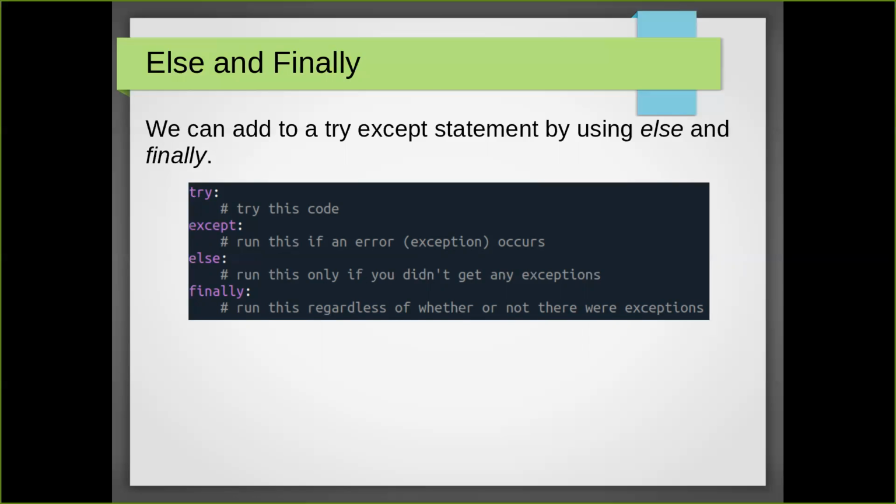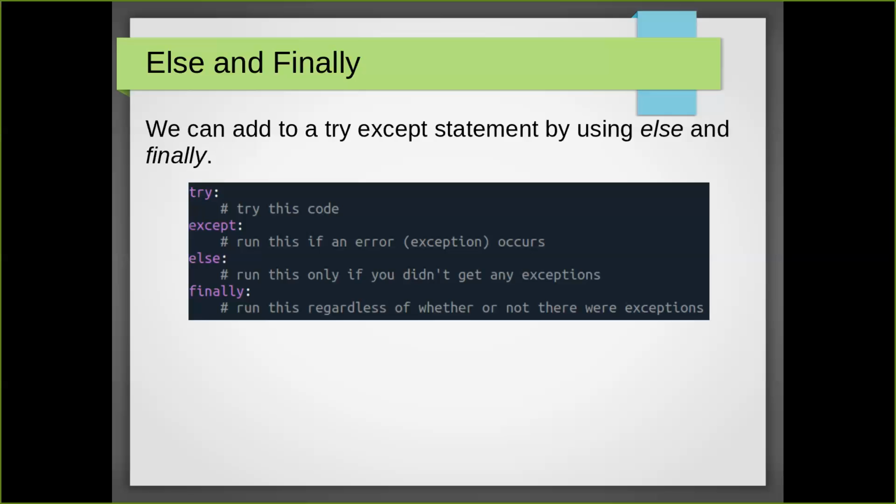Essentially run this as if an exception occurs. We can also use else to say, run this bit if you didn't get any exceptions. So if you didn't get any errors, it'll run the bit in try, and then it'll run the bit in else. And we can also use the keyword finally, which basically says, regardless of whether the bit in try worked or not, run that. So try this, do this if an error occurs when you try that, do this if you didn't get any errors when you did the try bit, and then finally do this regardless.